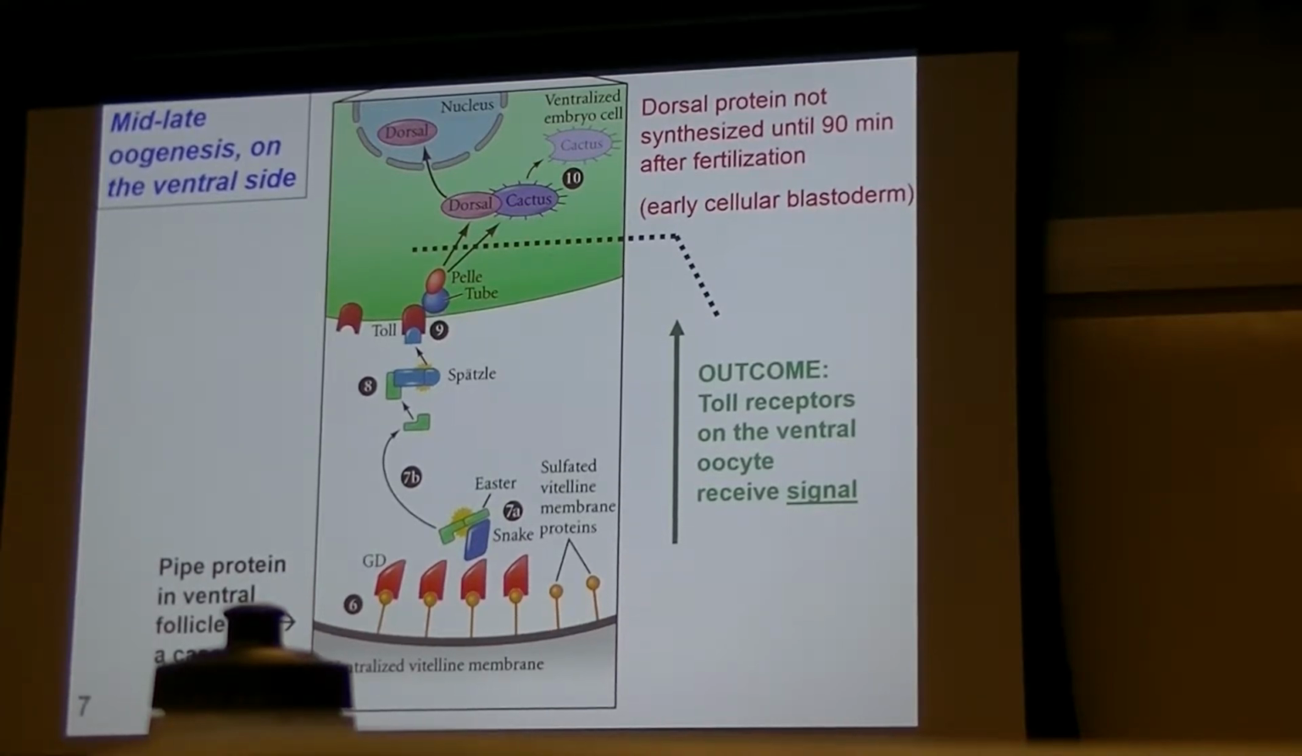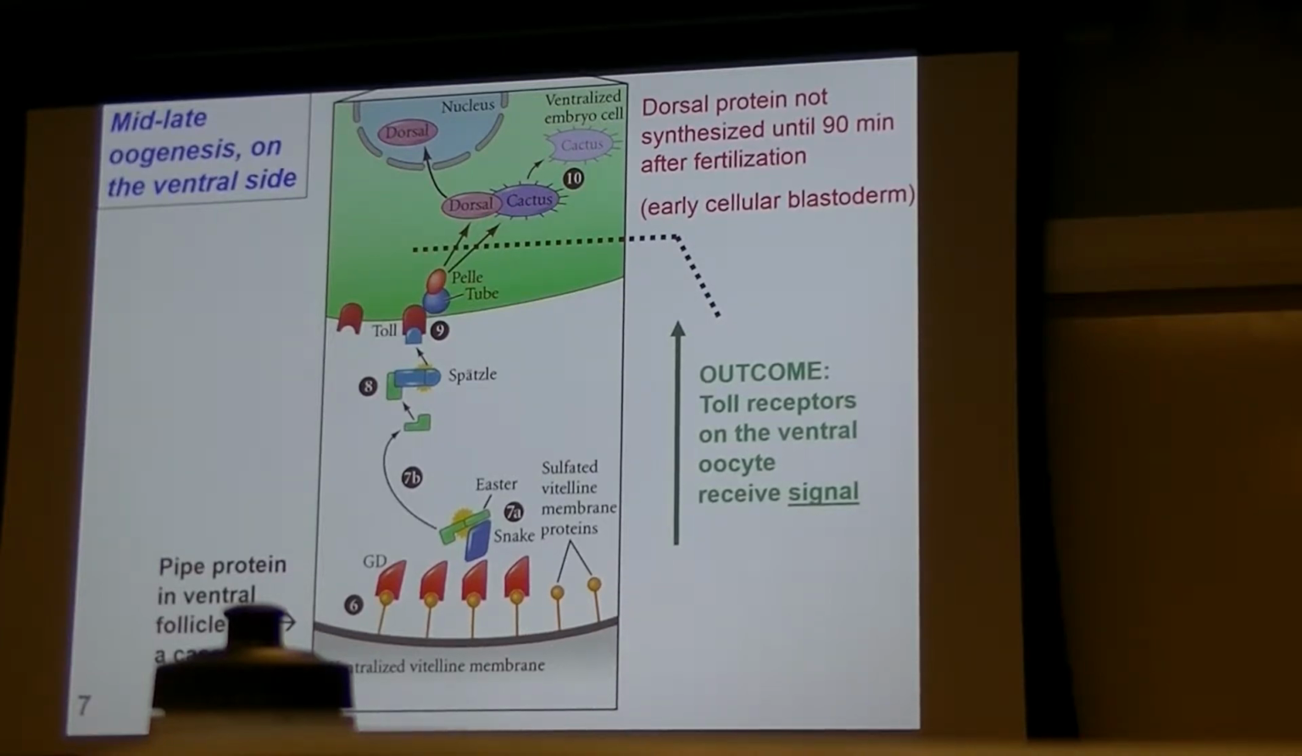So the timing here is really important. We get this sequence of events that's happening in the oocyte, then things are sort of paused to let the embryo be fertilized and catch up. And then the final outcome is that dorsal goes into the nucleus in the cells there on the ventral side.